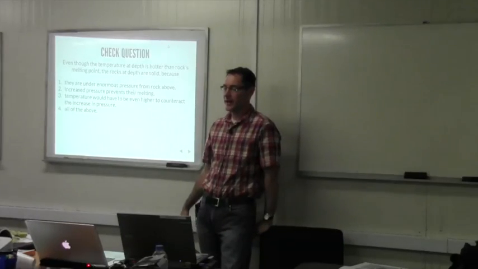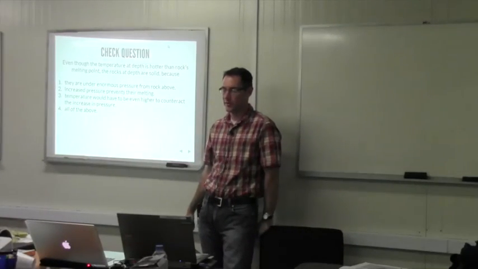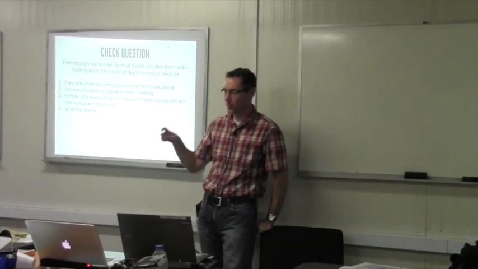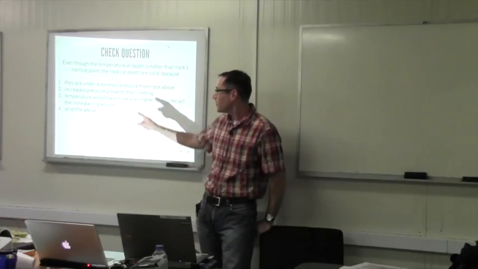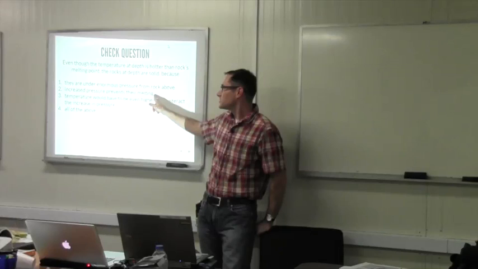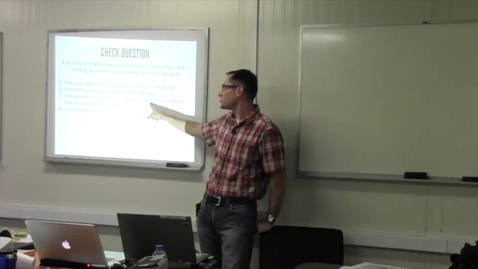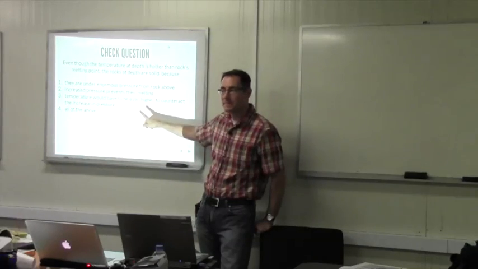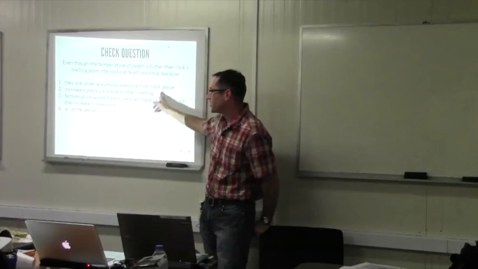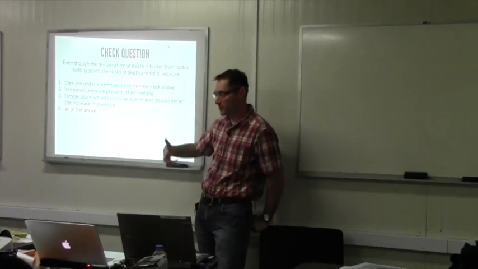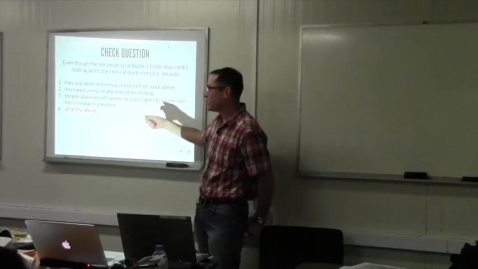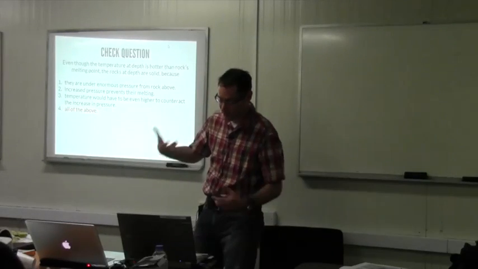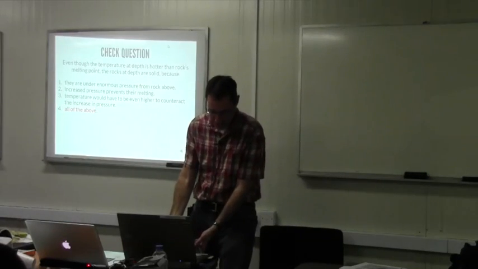Even though the temperature at depth is hotter than rock's melting point, the rocks at depth are solid. Why? Are they under enormous pressure? Does the increased pressure prevent their melting? Does the temperature have to be even higher to counteract the pressure? Or all of the above? Yes, this one's all of the above, right? Because it is true that they are under pressure. The more pressure prevents them from melting, and you'd have to have an even higher temperature to make them melt when they're under that kind of immense pressure.